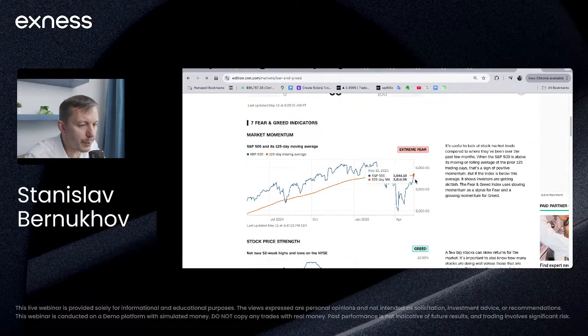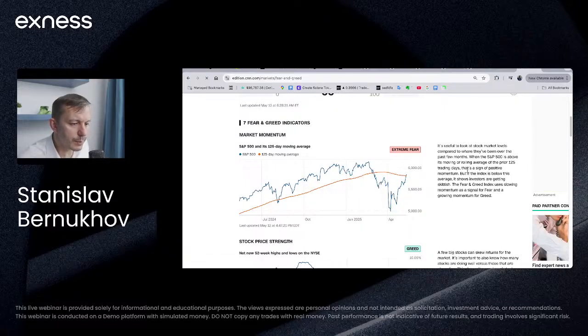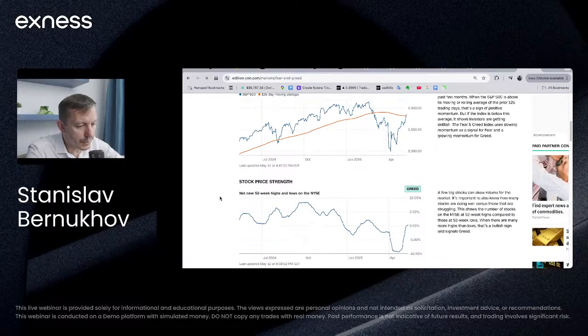What is in fear? Market momentum is still in fear, so it's still touching the 125 days moving average. So it's close, it's touching it. There is no guarantee that it will necessarily break it, but it's time. When the S&P 500 is above its moving average of the prior 125 trading days, that's a sign of positive momentum. If the index is below this average, it shows investors are getting skittish. So currently, yes, it's below, it's not yet above, it's just touching, it's trying to touch it and hold above. So let's observe if it succeeds or not.